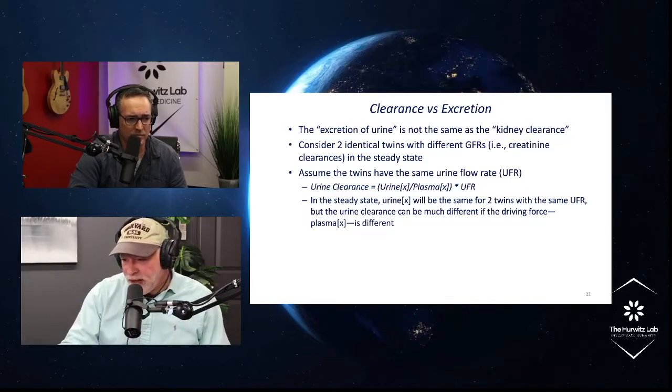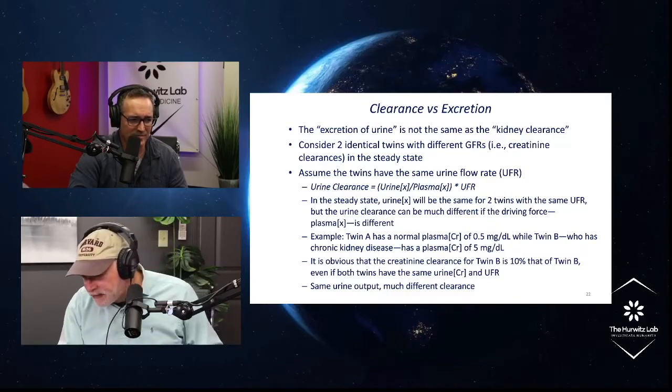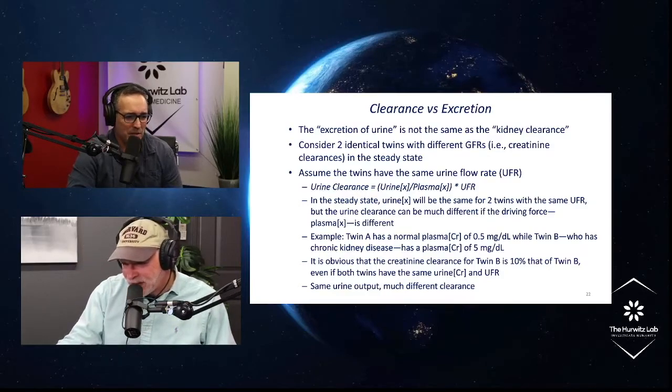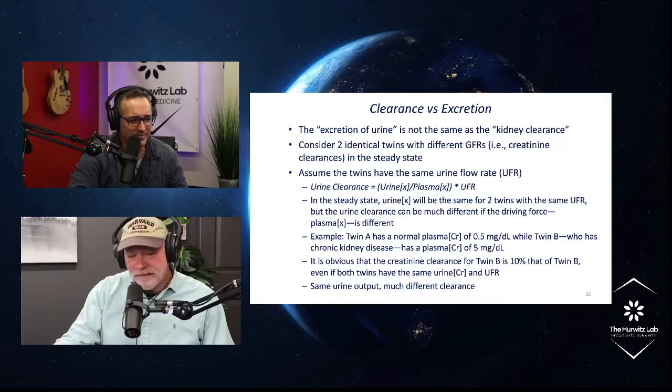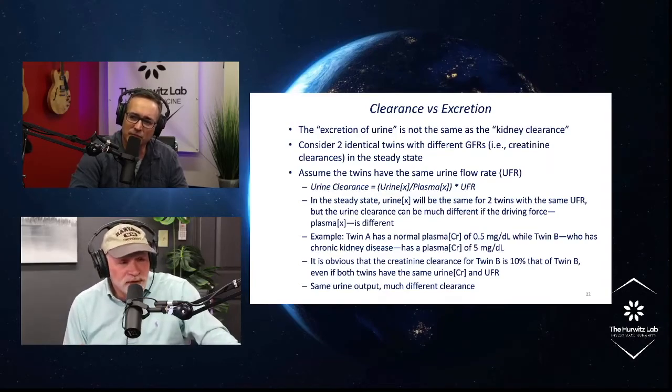So, the clearance can be much different, and here's why. Twin A has a normal plasma creatinine of 0.5. Twin B has chronic kidney disease and has a plasma creatinine of 5 milligrams per deciliter, 10 times as much. So it's obvious that the creatinine clearance for twin B is 10% of twin A. A question that students always get wrong is, I'll present the twins and then give them a multiple choice question on how the total amount of creatinine excreted by the two twins will be. And they'll think they have to be different.